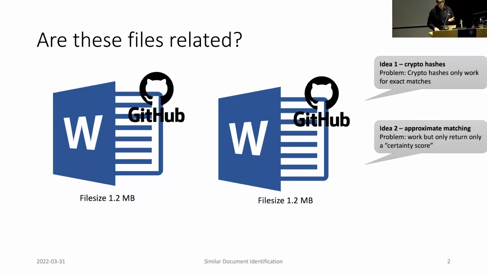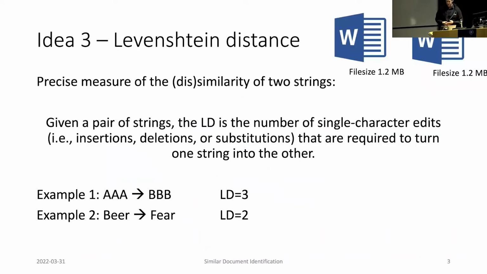And then we said, okay, can we use something like the Levenshtein distance, for example? For those not familiar with the Levenshtein distance, it's a precise measure of the similarity or dissimilarity between two strings. Given a pair of strings, it's the number of single character edits to convert one string into the other. You can use inserts, deletes, and substitutions to convert one string into the other.